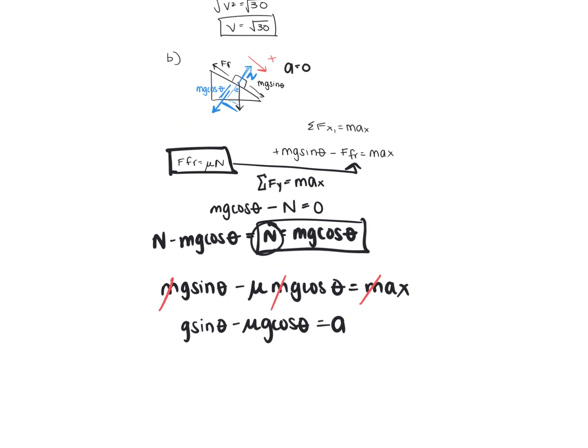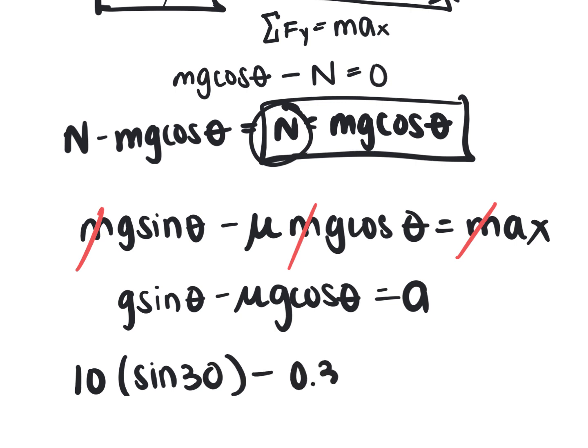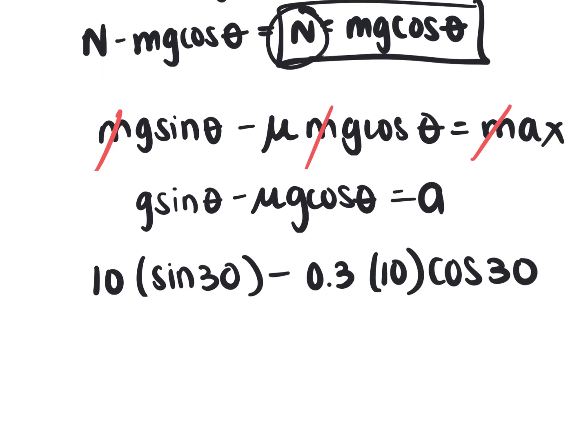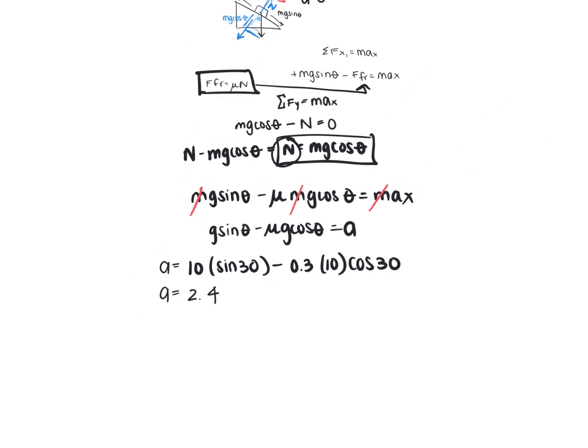And now we can plug in our variables. So g is 10 times sine 30 minus mu, which is 0.3, times 10 cosine 30. And if we were to plug that in our calculator, we would get 2.4.